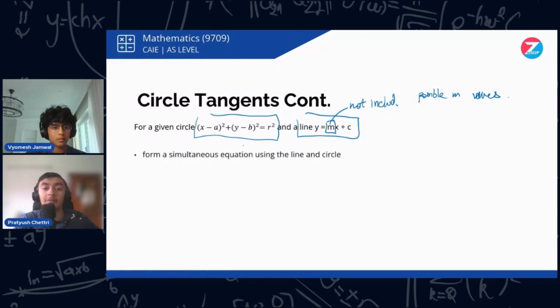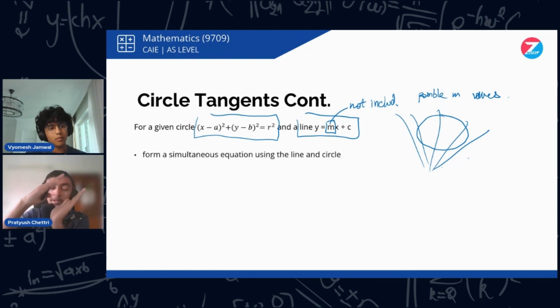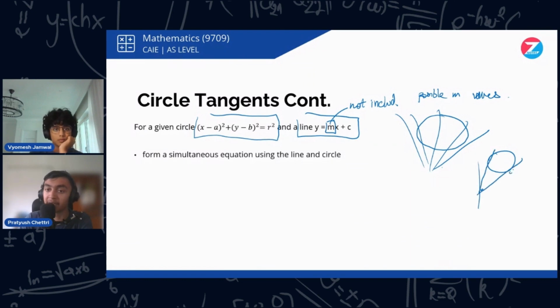So first we need to form a simultaneous equation. It looks really cool in Desmos because you can have a line and just shift the gradient along, but I can't do that here. If you change the values of m, the line would rotate and cross the circle at different points. So there are usually two values at which a line passing through the y-intercept is tangent, two tangents.